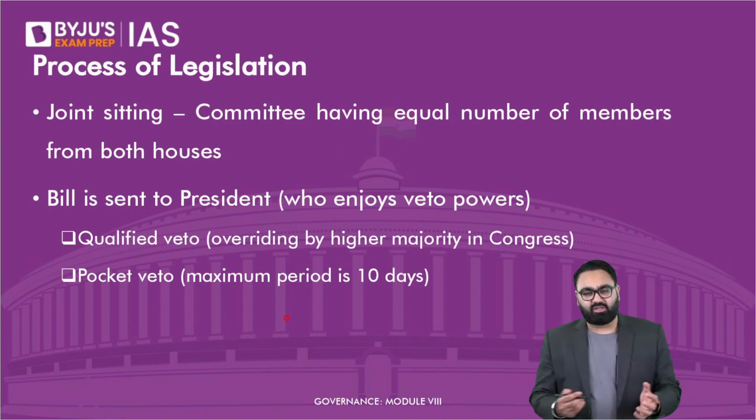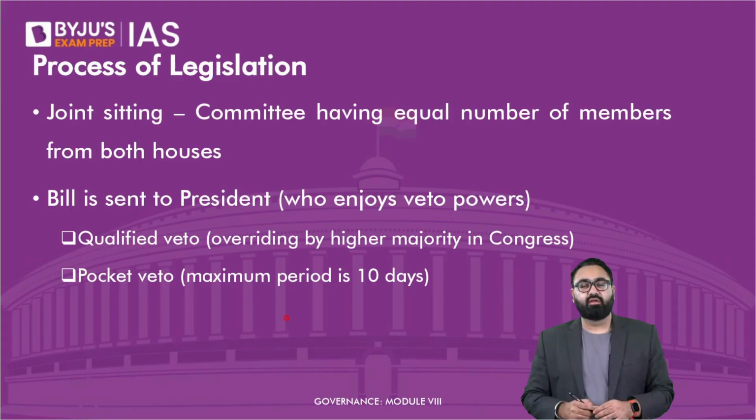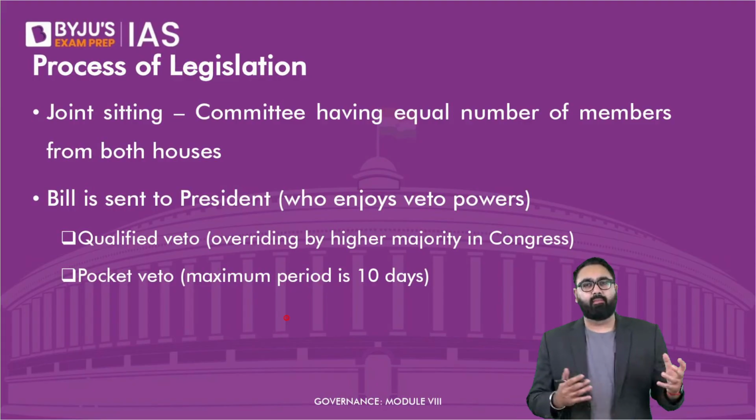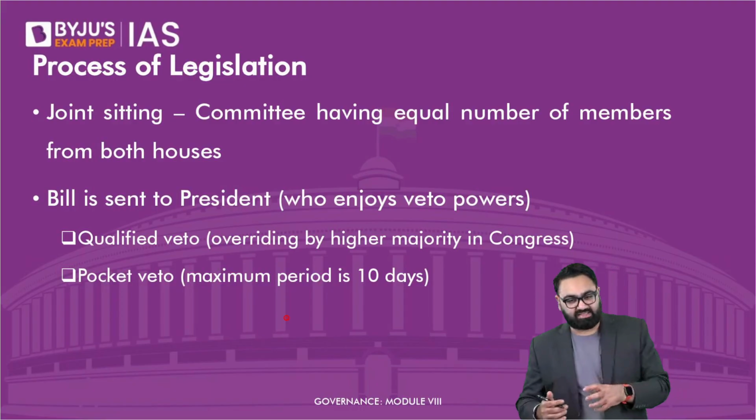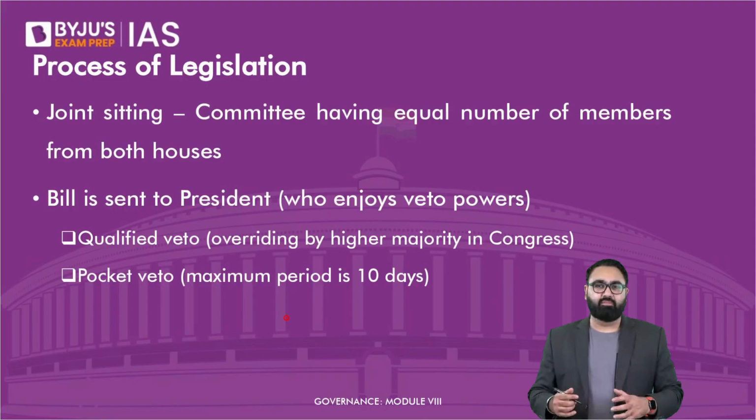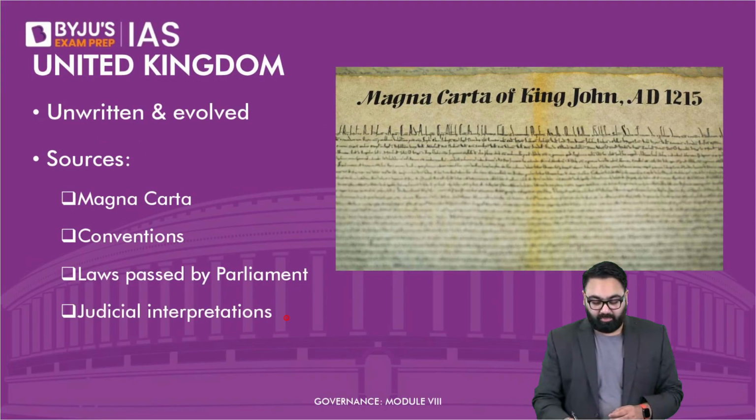Then we discussed the legislative process, how joint sitting is different. In their joint sitting, they have equal number of members from both the houses, how their president has slightly different powers, how the qualified veto is different as compared to suspensive veto, how pocket veto is different, because in America, there is a time limit on the president of America to sign the bill.